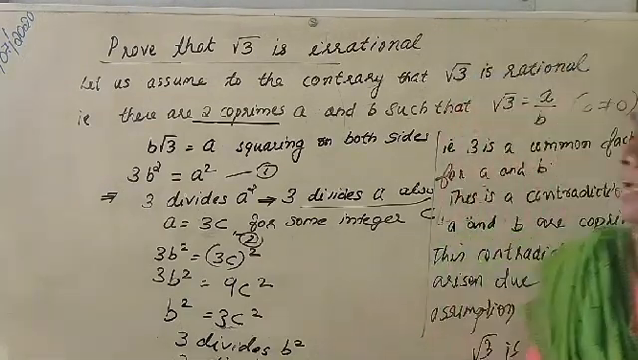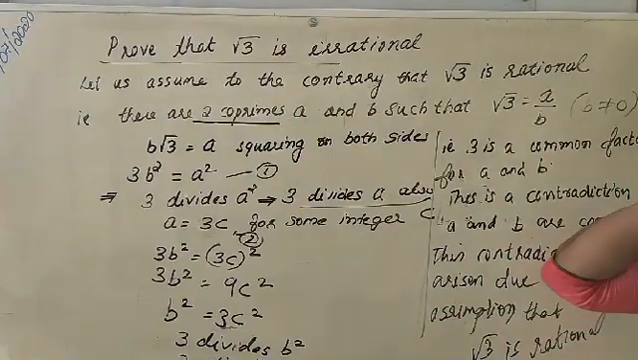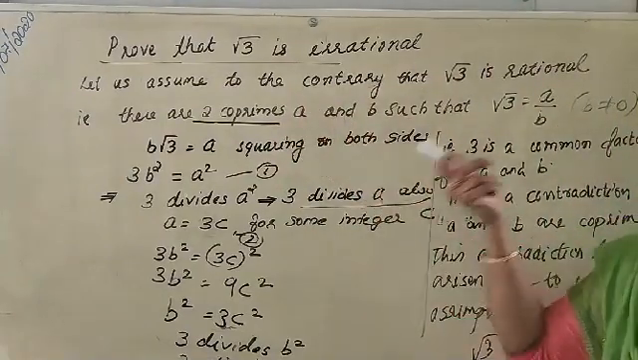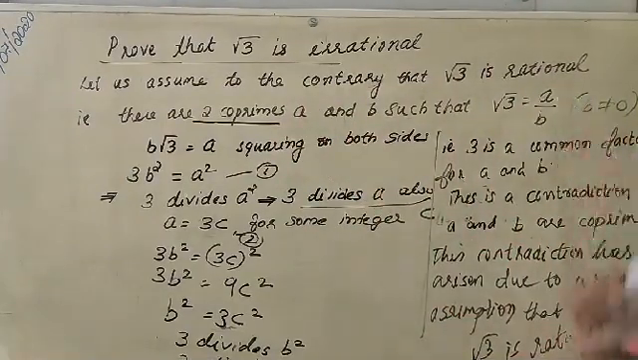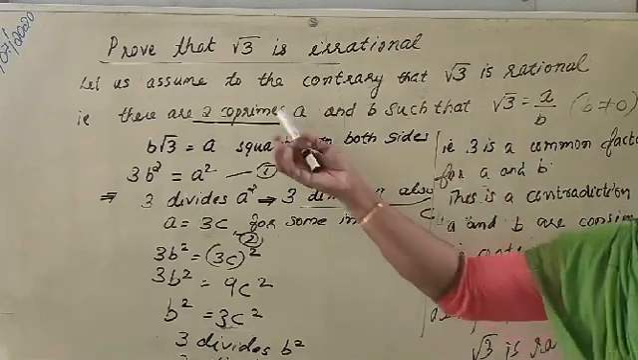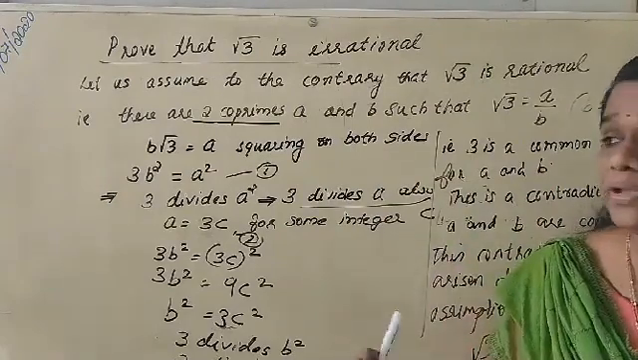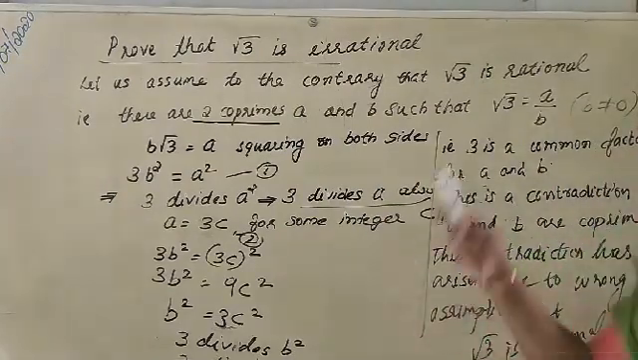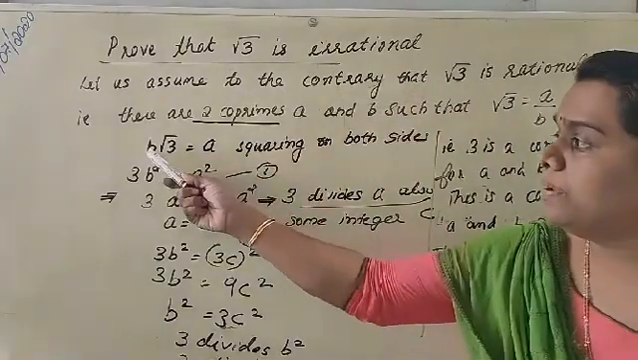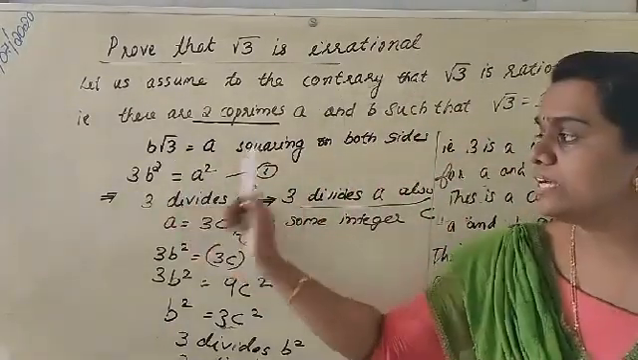Did you understand? First of all, we have to assume to the contrary that root 3 is a rational number. If root 3 is a rational number, then root 3 can be written in the form a by b, b not equal to 0. Here the condition is that a and b are two co-primes, that means it is written in the reduced form. Then from this we have b into root 3 is equal to a. When we square this, 3b square is equal to a square.